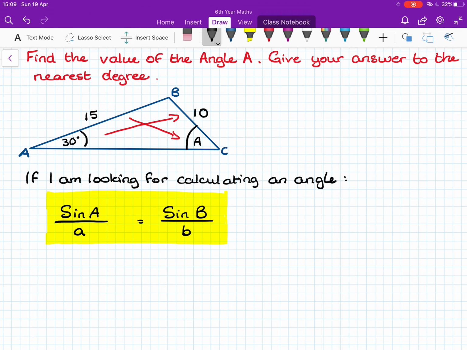So sine of our angle A, we don't know what it is, so we're going to put that over on the top left-hand side as I did for the other one. So sine of our angle A, we don't know what it is yet, but we're going to figure it out, over its corresponding side, which is 15. And then our second one is going to be sine of 30 over its corresponding side, which is 10.